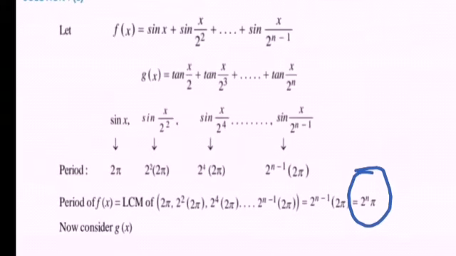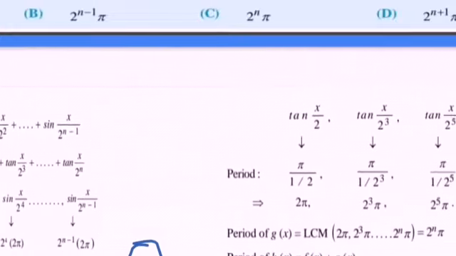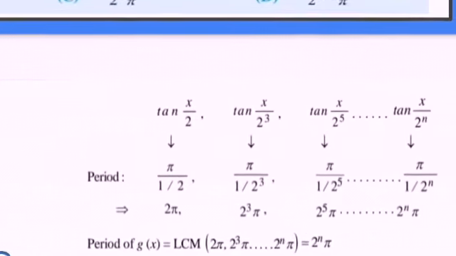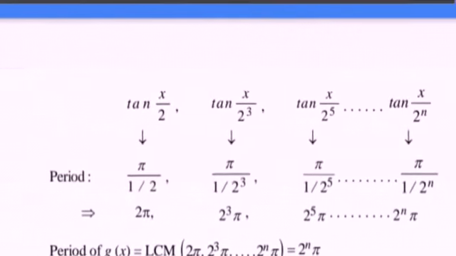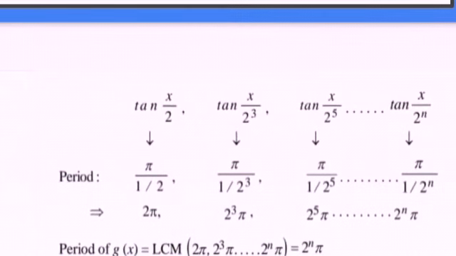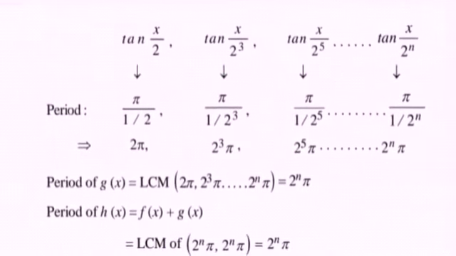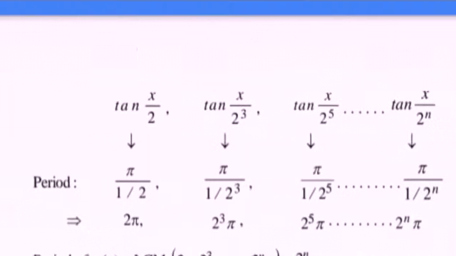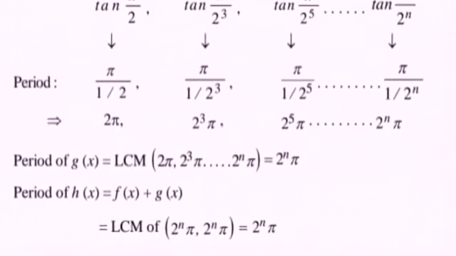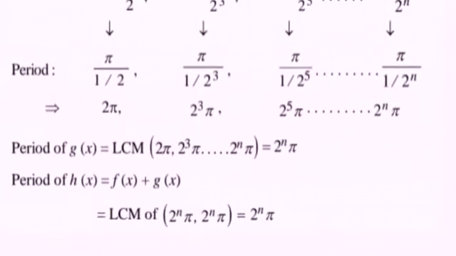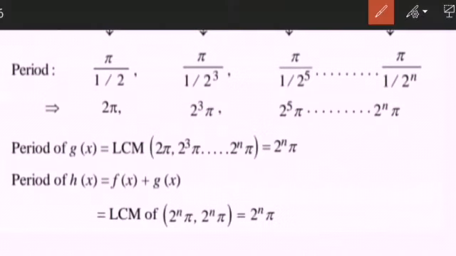Fine. Now consider g(x), that is tan(x/2), tan(x/2) cube, tan(x/2) to the power 5, and so on up to tan(x/2) to the power n. You know that the period of tan x is pi, so that is pi upon 1 by 2, pi upon 1 by 2 cube, pi upon 1 by 2 to the power 5, and so on, pi upon 1 by 2 to the power n. Once again, if you check here, taking the LCM the period is 2 to the power n pi.